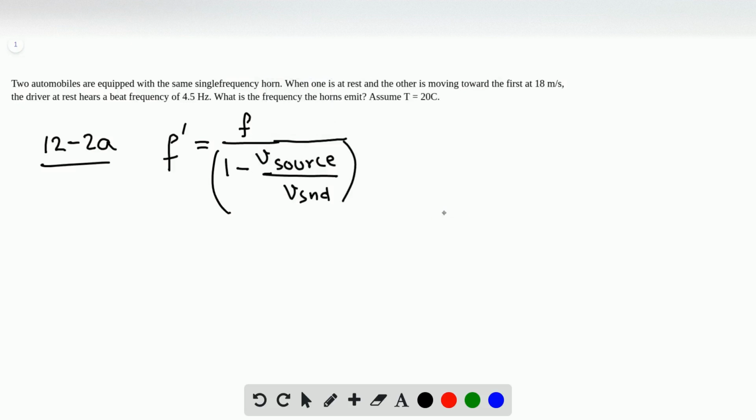In this problem, we're not given the frequencies, but instead we're given the beat frequency. So we know that beat frequency is basically the difference between two frequencies. Now let's denote that as delta F, which is 4.5 hertz.